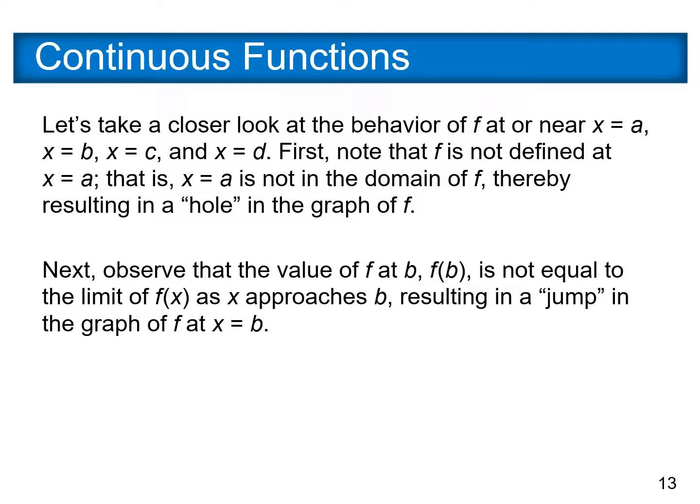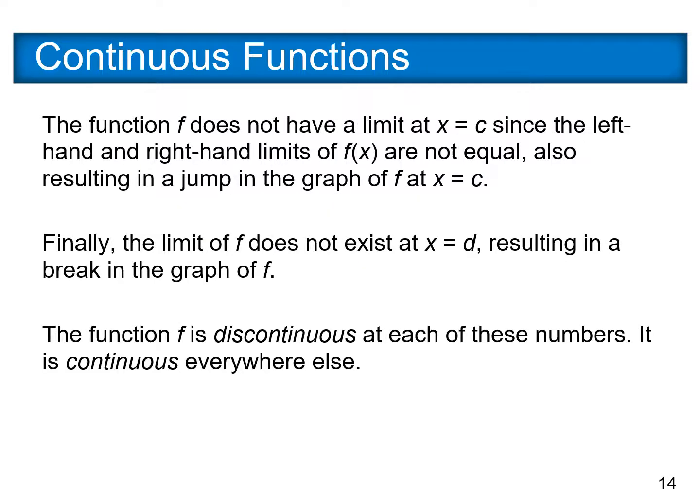So if we take a closer look at the behavior at A, B, C, and D: first, f is not defined at A, like I said, so A is not in the domain of the function, resulting in a hole in the graph. We also observe that the value of f at B is not equal to the limit of the function as x approaches B, resulting in that jump, since at B the function was defined up top. The function f also does not have a limit at C, since the left-hand and right-hand sides are not equal. We also saw that at point D there was no limit because there was a break in the graph.